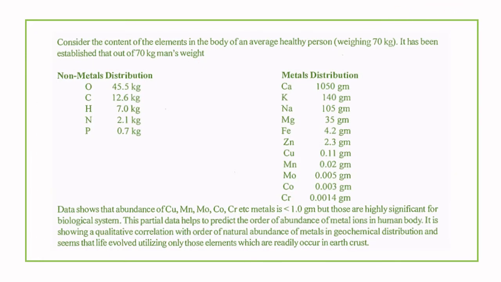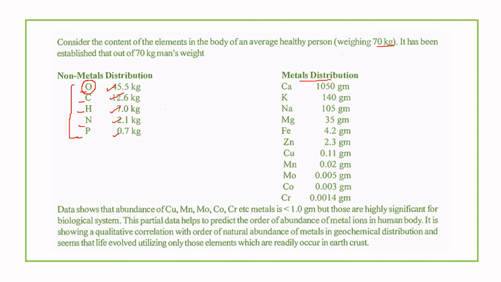Moving to the next, consider the content of the elements in the body of an average healthy person weighing 70 kilograms. Oxygen, carbon, hydrogen, nitrogen, phosphorus. OCHNP. Oxygen 45.5 kg, carbon 12.6 kg, hydrogen 7 kg, nitrogen 2.1 kg, phosphorus 0.7 kg. So the most abundant non-metal present in the human body is oxygen, almost 45.5 kg.